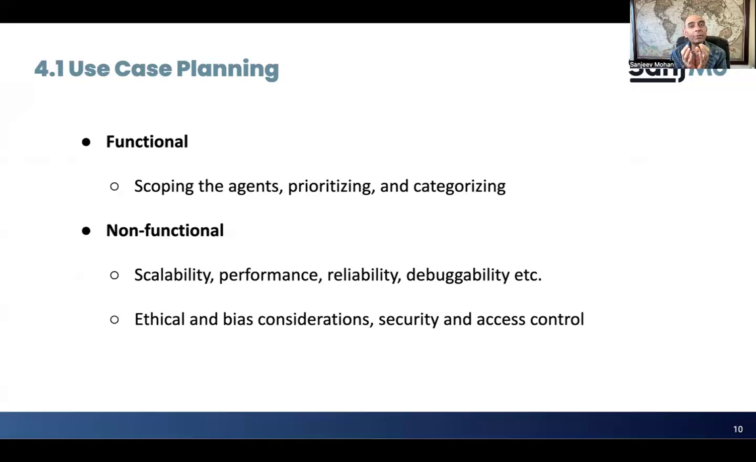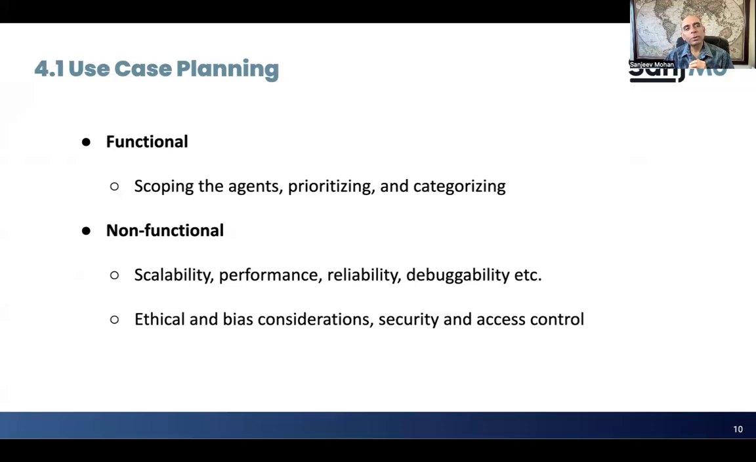So you see, I'm defining my scope and I'm defining the granular task very carefully before I embark on my agent development journey. I also have to worry about scalability, performance, reliability, all the things that I worry about. But now I also have to worry about the ethical and bias considerations. So this is one more place where agents are going to differ.